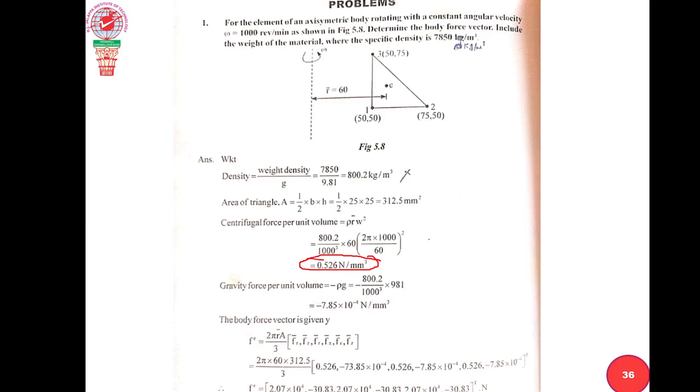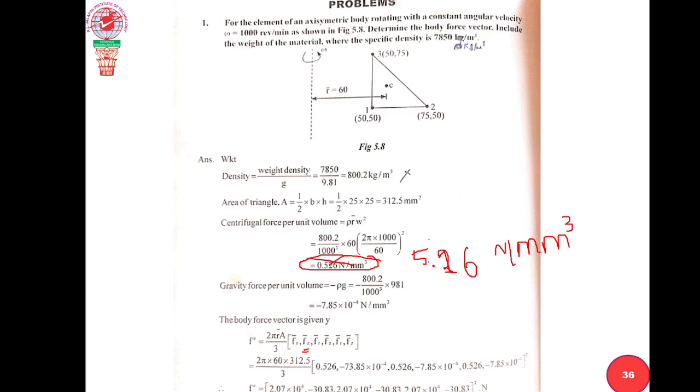So what is the value? 5.16. Body force is always acting with respect to volume, that is, in Newton per mm cube. Clear? Okay. What is the next force?